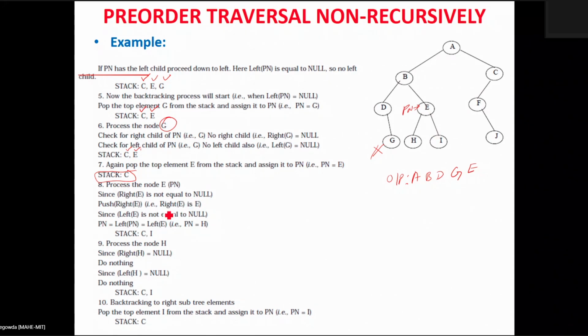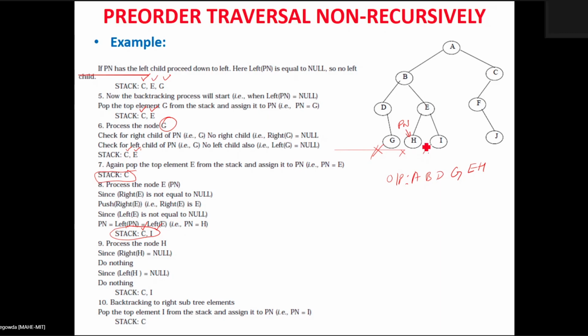When I push the right child of E onto the stack, the state of the stack will be this. It means I have a pointer for the node C and a pointer for node I right now. Then I have to check whether the right child is there or not. Since the right child is there, my Pn is advanced and now it is pointing to the node H. So now I have to process the node H. Then I have to find whether the right child for the Pn is there or not. Right child and left child are absent for the node H.